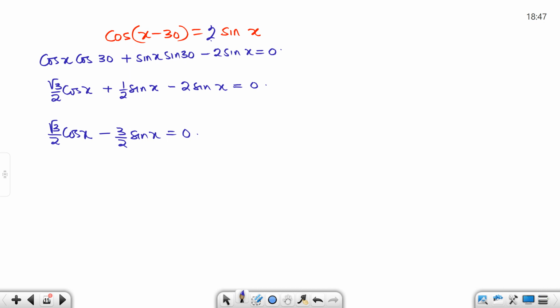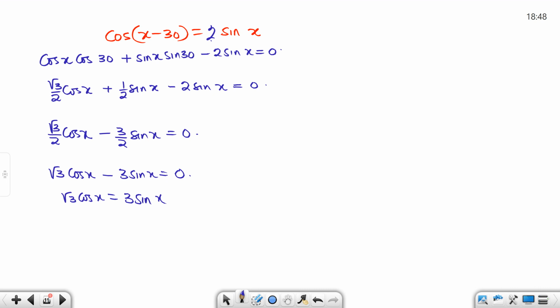To make life easy, you can also multiply across by 2. Does that make sense? If we multiply everything by 2, including the 0, what do we have? Root 3 cos x minus 3 sine x equals 0. Remember, I have multiplied everything, including the 0, by 2. So if I move the sine x over, what do I have? Root 3 cos x equals 3 sine x.